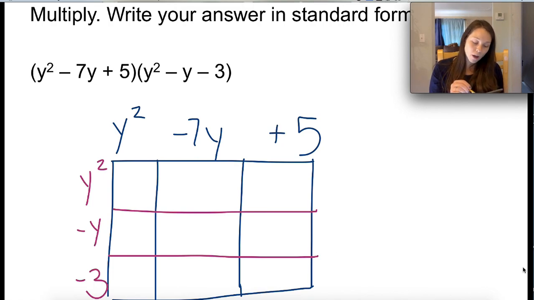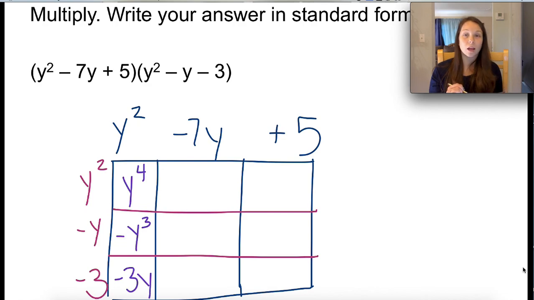So starting off, I'm going to take y squared times y squared to get y to the 4th, y squared times negative y to get negative y cubed, y squared times negative 3 to give me negative 3y squared. So I'm taking that top number from the first column and multiplying it by each of the terms for each row. And I'm going to continue that process now with negative 7y.